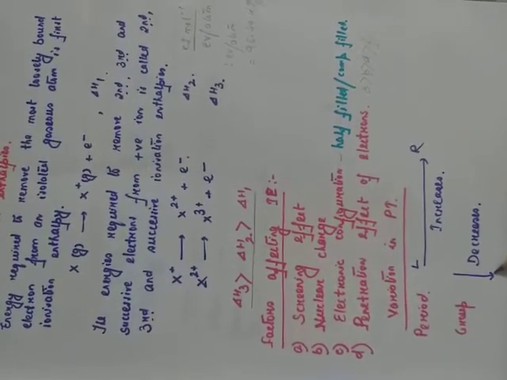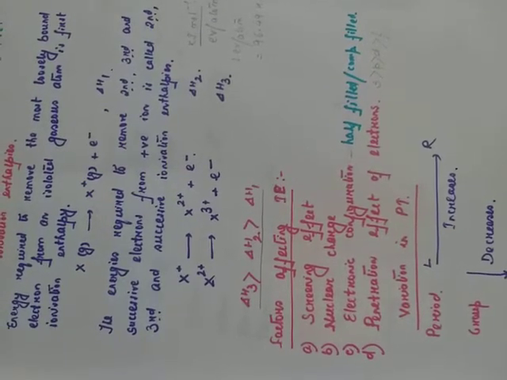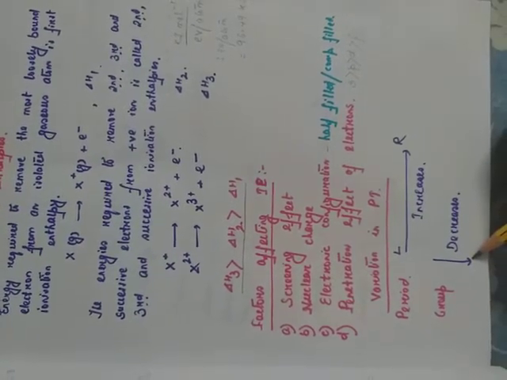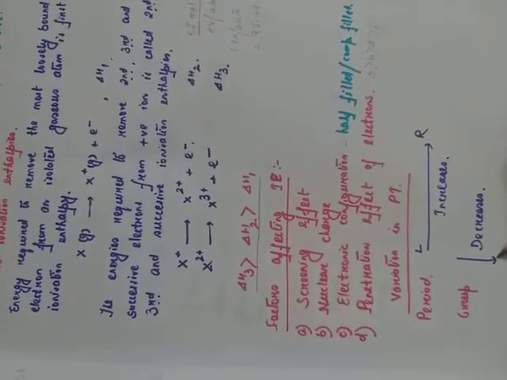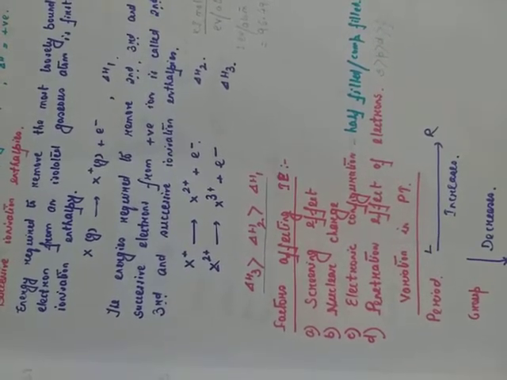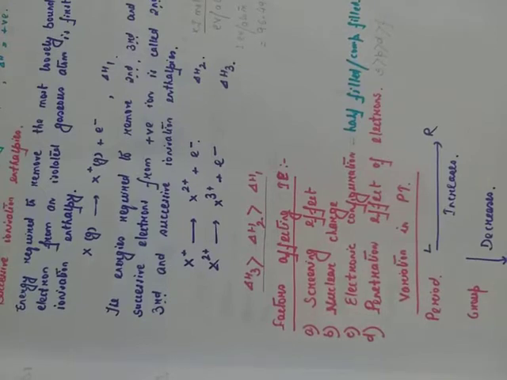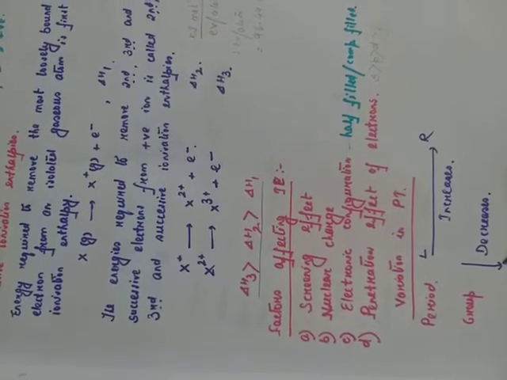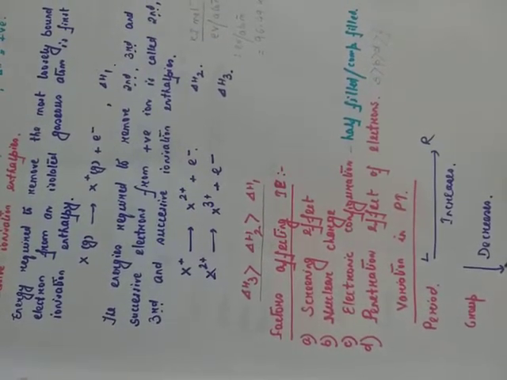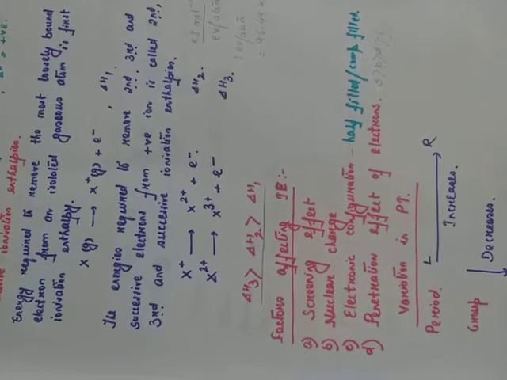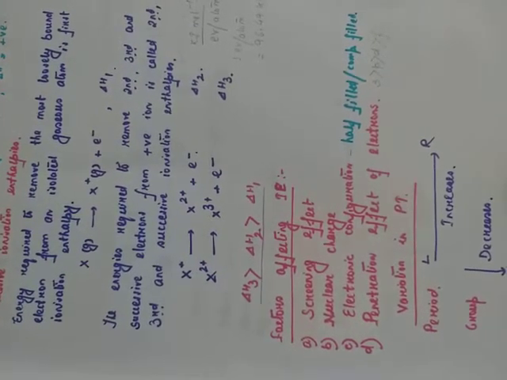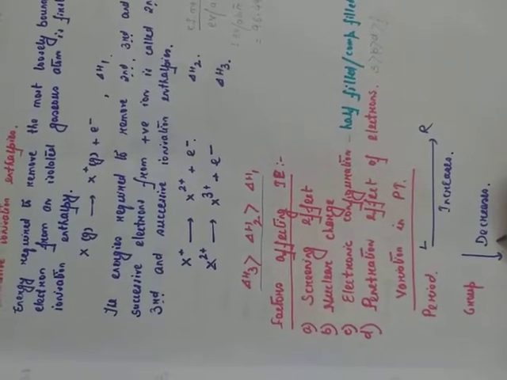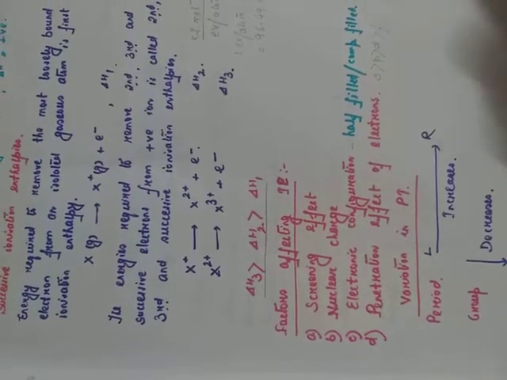In a group, on moving down, the ionization enthalpy decreases, because the nuclear charge increases due to addition of electrons. But since the electrons are added to a new energy level, the distance between the valence electron and the nucleus increases, the atomic size increases, and the shielding effect on the outermost electron increases due to the increase in the number of inner electrons. The increased shielding effect predominates over the increasing nuclear charge, and therefore the ionization energy is decreased because less energy is needed to remove the electron from the valence shell.